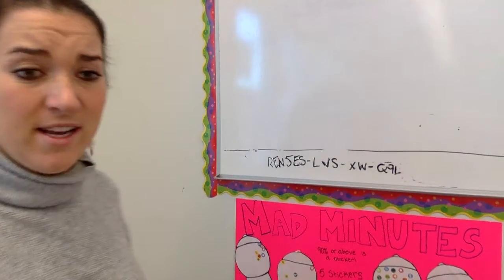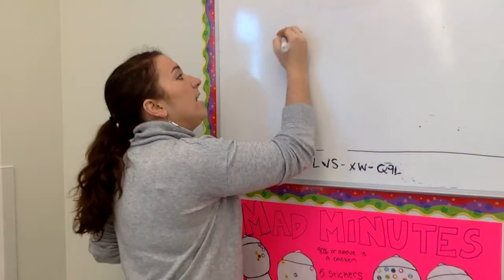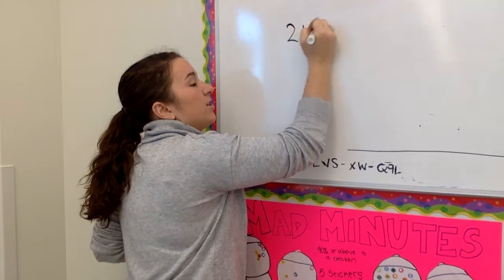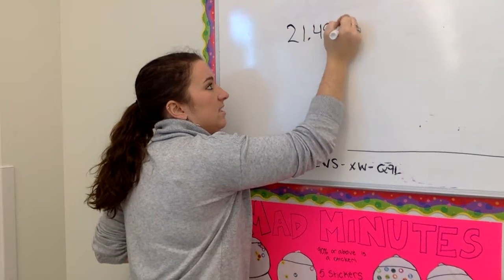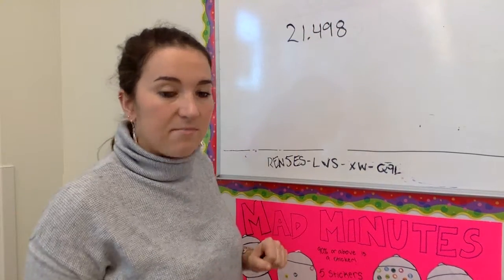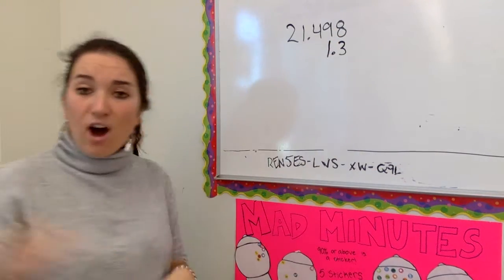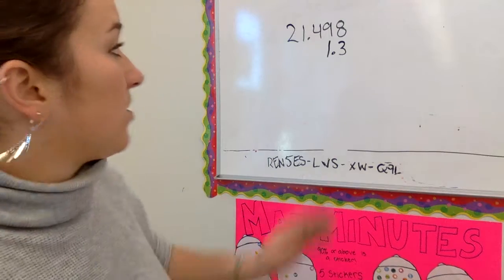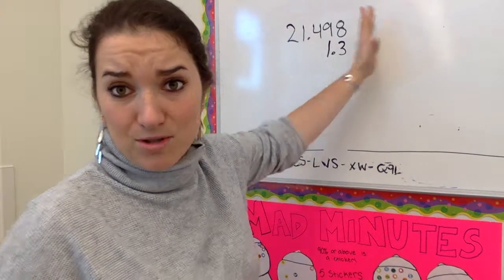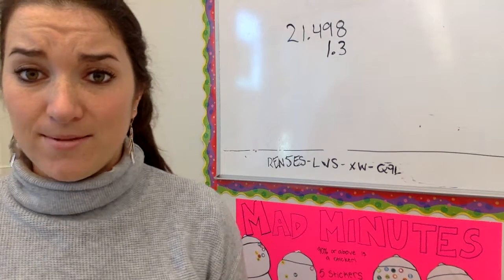So for number 1, first problem is 21 and 498 thousandths times 1 and 3/10. Remember, just like always, we line them up all the way to the right. We do not line up the decimal, just line up the numbers all the way to the right.